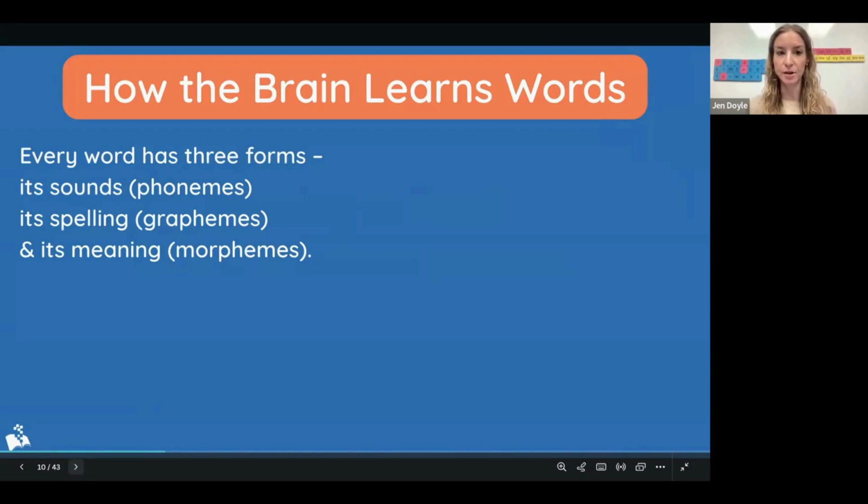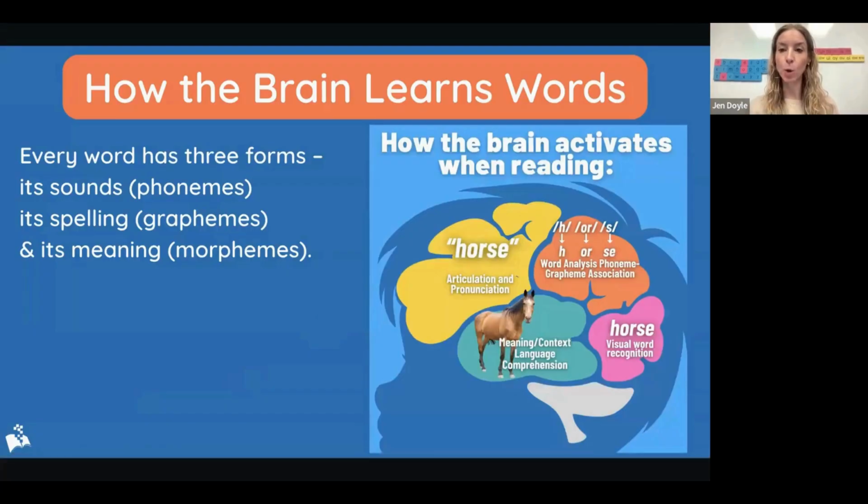So the first important thing to understand is that every word has 3 forms. It has its sounds, which are the phonemes, its spelling, which are the graphemes, and its meaning, which are those morphemes, those 3 key terms that we just went over. So if we take a look at an example here, like in the word horse, when we take a look at that brain, we can see that we have different areas that are activating when we're reading. And so it's important to understand that activation to be able to make sure that we're targeting all of that through our instruction.